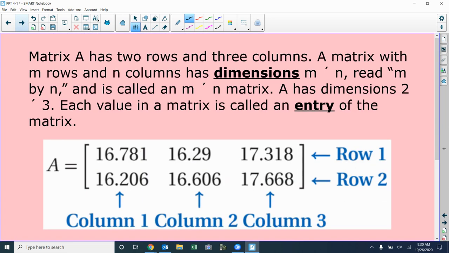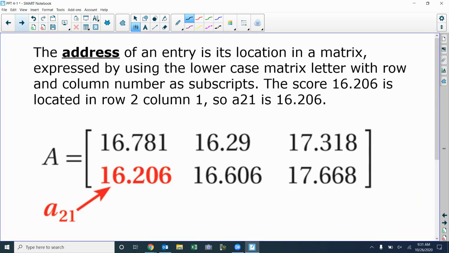So the dimensions are row by column. So this guy right here is 2 rows, 3 columns. So this is my 2 by 3. Remember, RC colon, 2 by 3. And each one of these spots is called an entry. So we entered data. Let's go ahead and answer a couple questions, see if we can go through there.